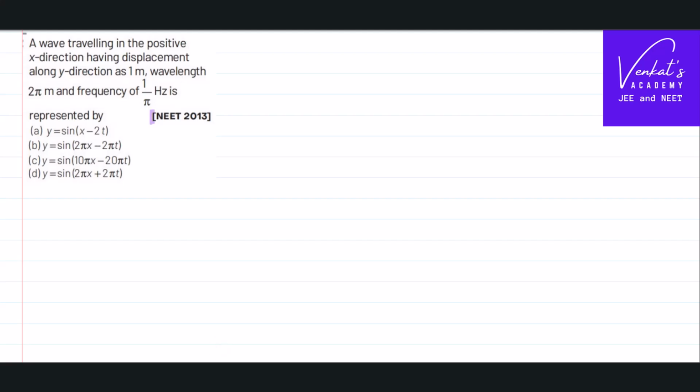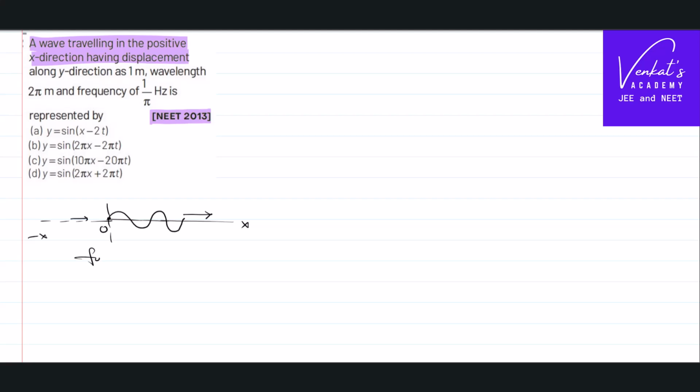This is a NEET 2013 question. It says a wave traveling along the positive x direction, right? Let us stop there for a minute and explain what you mean by that. From a fixed point, a wave is traveling along the positive x direction this way. Origin, positive x-axis, negative x-axis.